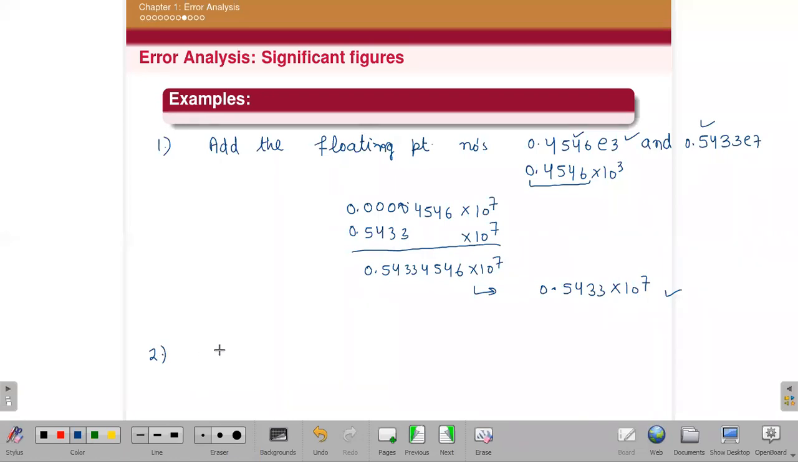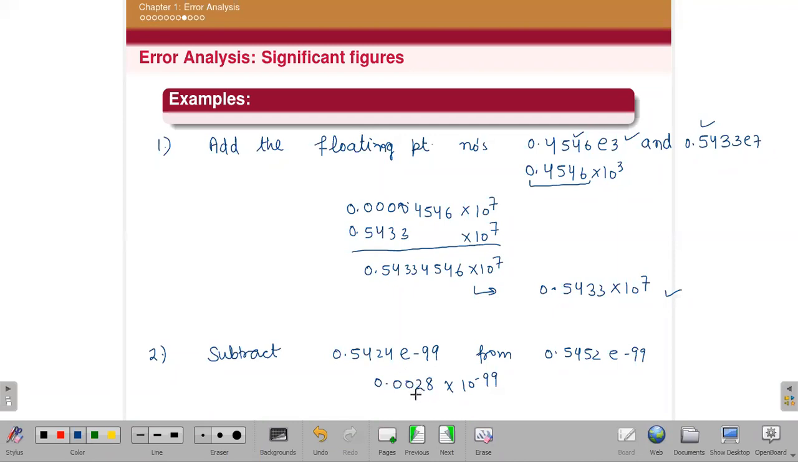Like in another example, if I subtract 0.5424 times 10 raised to power minus 99 from 0.5452 times 10 raised to power minus 99, I will get 0.0028 times 10 raised to power minus 99. Here our inputs contained 4 significant digits, but our output contains only 2 significant digits. So there is a loss of 2 significant digits.